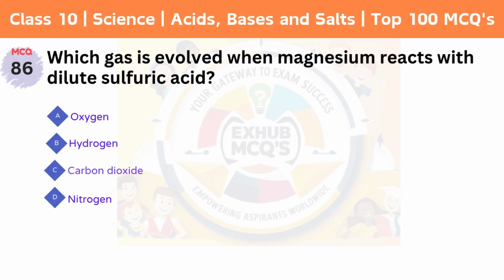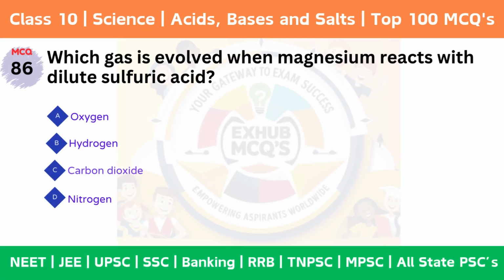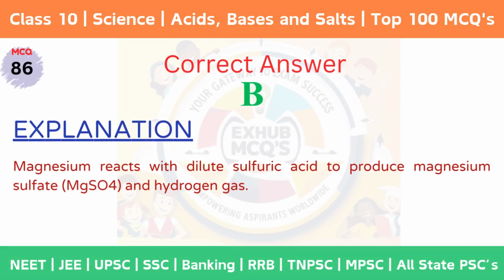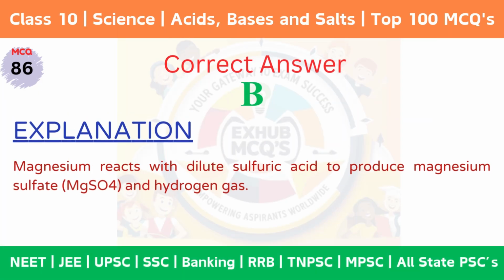MCQ 86. Which gas is evolved when magnesium reacts with dilute sulfuric acid? Option A, oxygen. Option B, hydrogen. Option C, carbon dioxide. Option D, nitrogen. The correct answer is option B, hydrogen. Explanation. Magnesium reacts with dilute sulfuric acid to form magnesium sulfate and hydrogen gas. This is a typical acid-metal reaction.